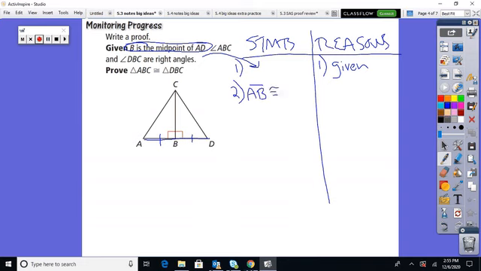is congruent to BD by the definition of a midpoint. So if they say midpoint, you're going to say midpoint. Just think of it like that. You have to use that to justify why a pair of segments are congruent.